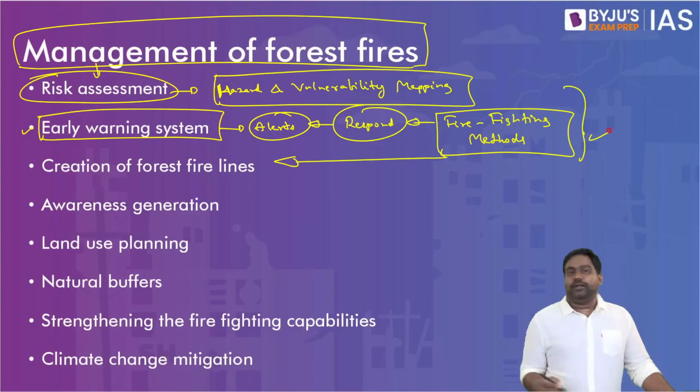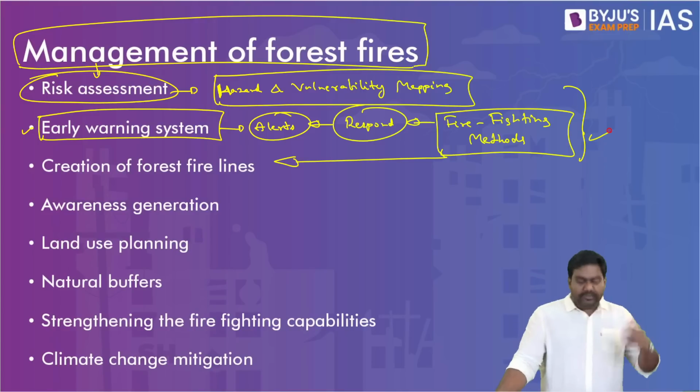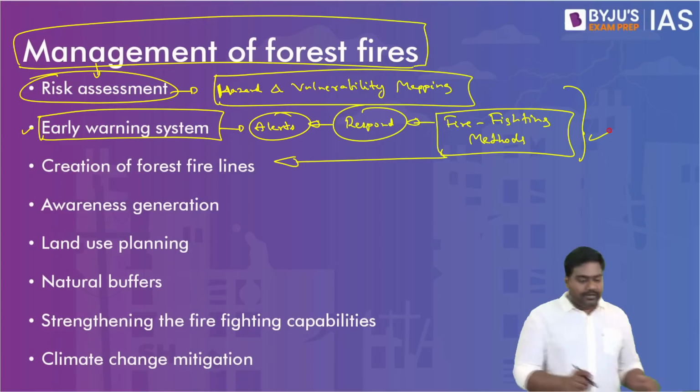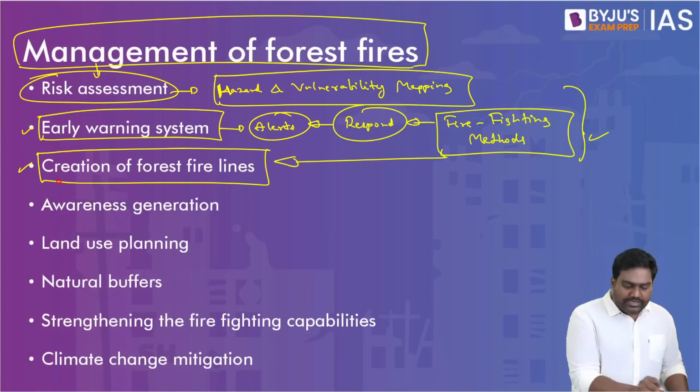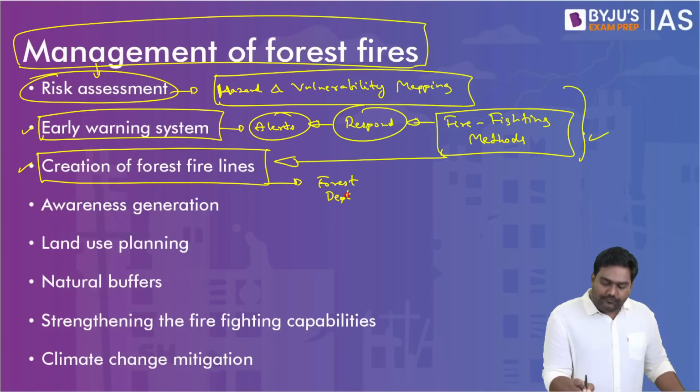It's not easy to fight a forest fire. It's not like fire in a building or fire in a house or fire in a city, which can be more easily contained. These wildfires are impossible to contain. All right. But through some strategies, you can at least reduce the spread. For example, there is a traditional method of creating forest fire lines. It's a traditional practice followed by forest department, tribals, and locals.